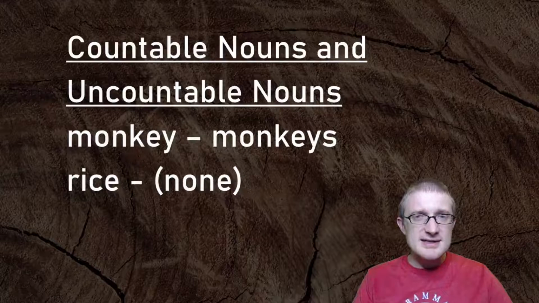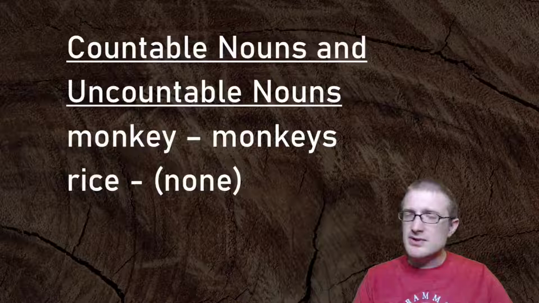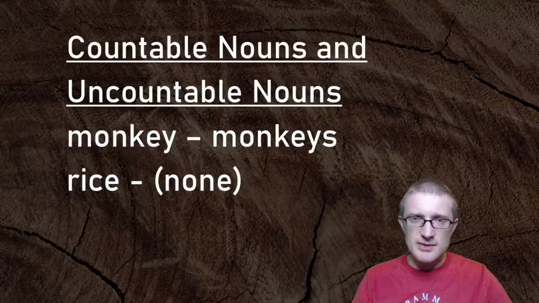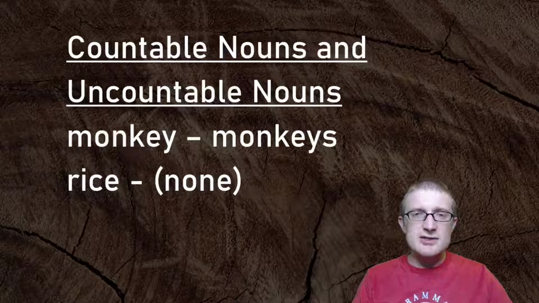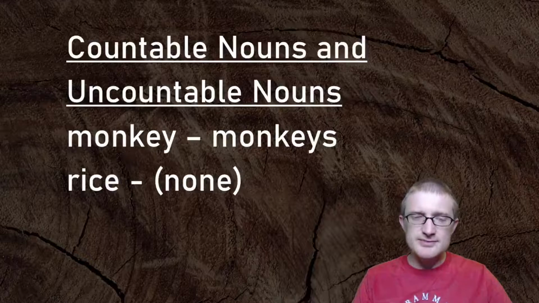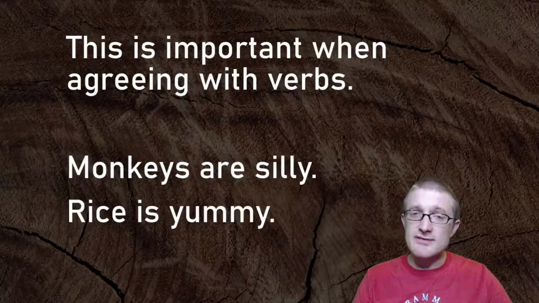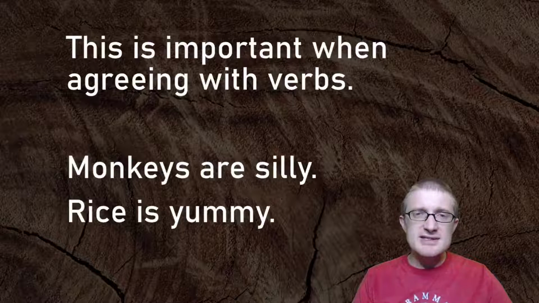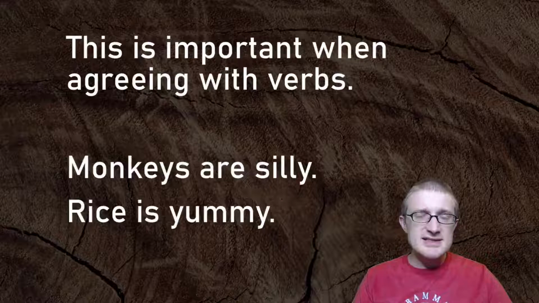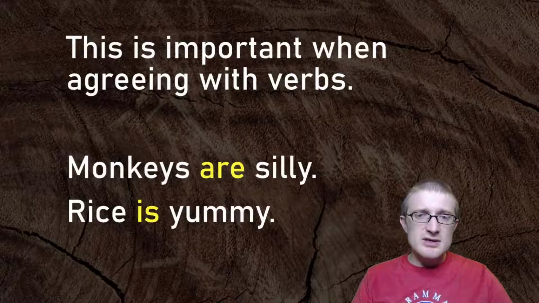But rice is uncountable. There's no plural form. It's just used in the singular. So this is important when agreeing with verbs. So monkeys are silly. Rice is yummy.